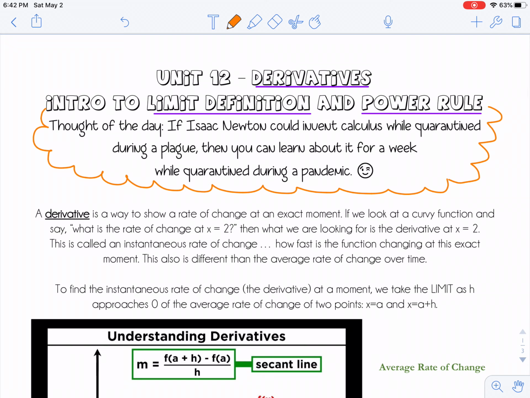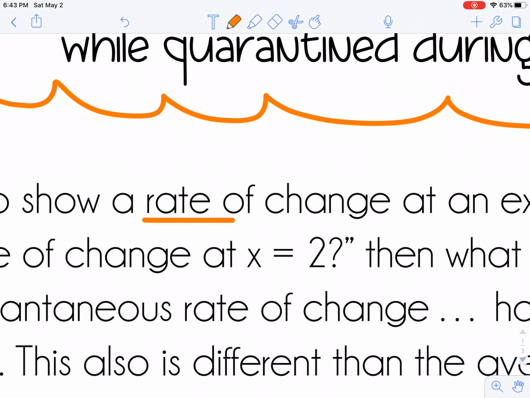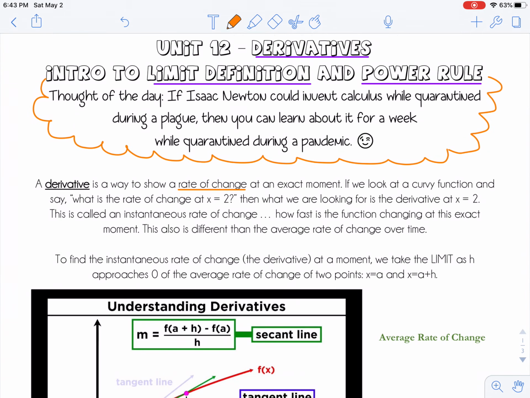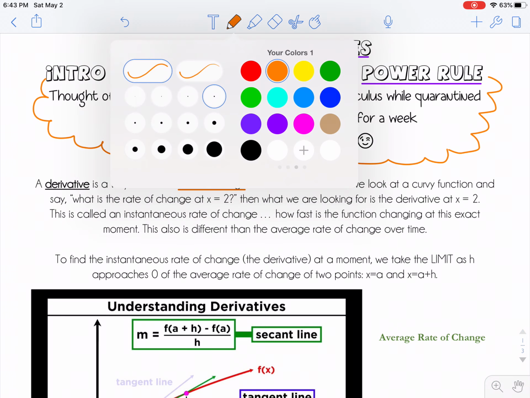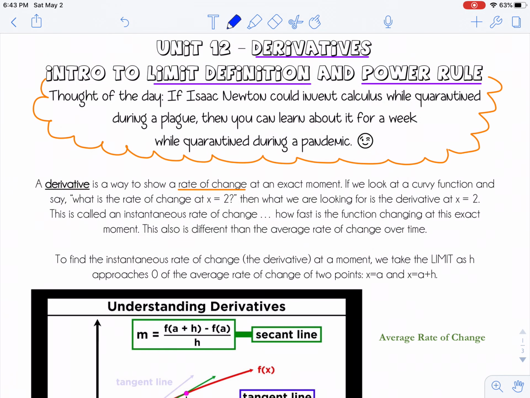A derivative, in general, is a way to show a rate of change at an exact moment. And you've heard of rates of change before. They're also known as slopes. So if I want to know what's the rate of change, how fast is this function changing, boom, at this exact moment, at x equals 2, at 3 seconds, and so forth, that is a derivative. If I look at a curvy function and say, what's the rate of change at x equals 2, what we're actually looking for is a derivative at x equals 2.